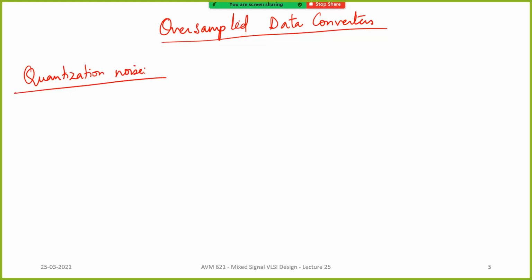Now, what is the quantization noise? What is the quantization noise power? PQ, let me call it. If, let's say, VLSB can be written as del, what is the quantization noise power? Exactly. It is del squared by 12.